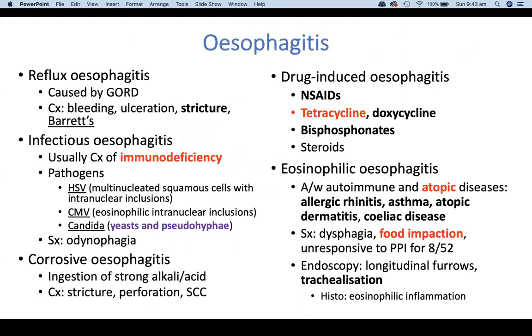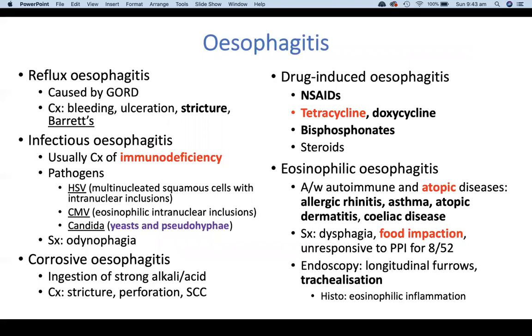So esophagitis, there's a couple of main types and different causes. I think the important stuff is what I've highlighted in a different color. Reflux esophagitis is very straightforward. It happens because of GORD and it can cause a stricture. But infectious esophagitis doesn't happen in the normal population. It happens in people who are immunodeficient, so especially where the question will say HIV or AIDS, someone with AIDS.